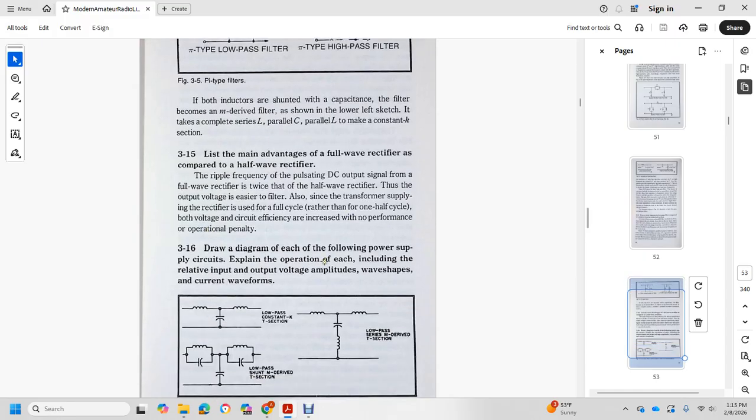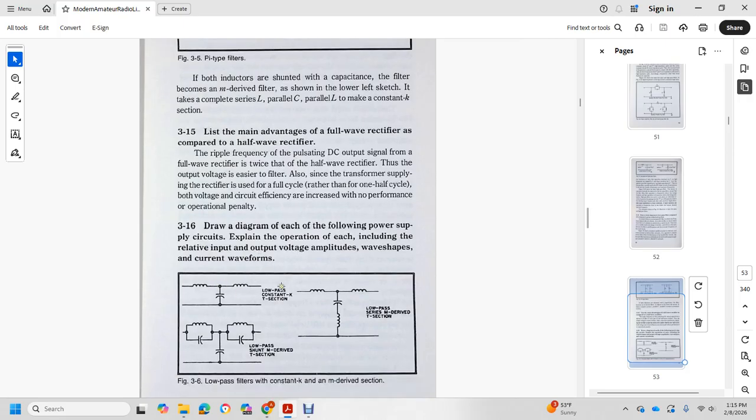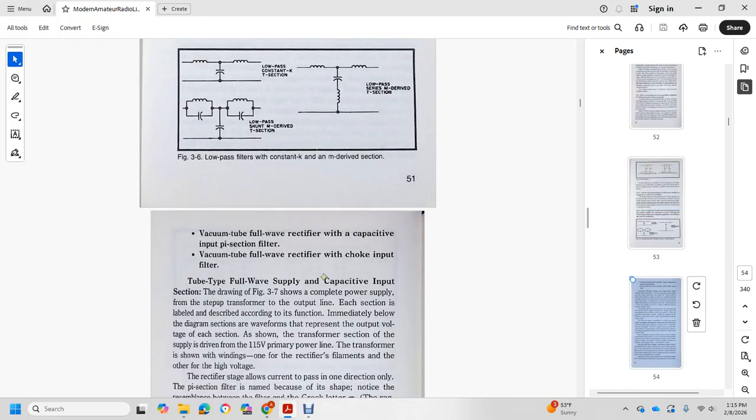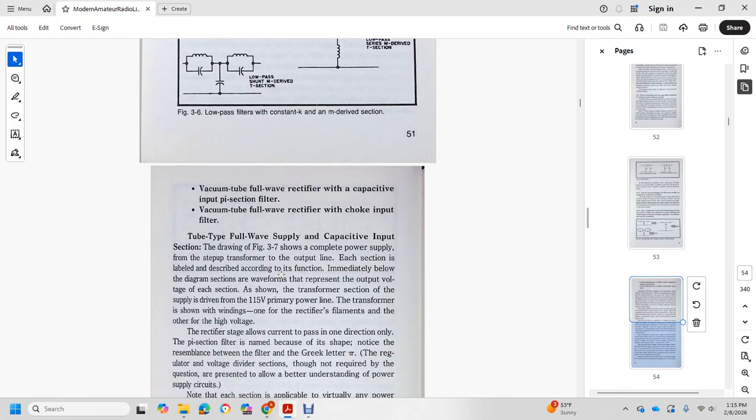Draw a diagram of each of the following power supply circuits, explaining the operation, including the relative input-output voltage, amplified wave shapes, and current waveforms. You have a two inductor capacitor low pass T section, two inductors of capacitor and inductor low pass derived T section, and a low pass shunt derived T section. Vacuum tube full wave rectifier with a capacitor input pi section filter. Vacuum tube full wave rectifier with a choke input filter. Type of full wave supply with capacity input and section of the drawing.